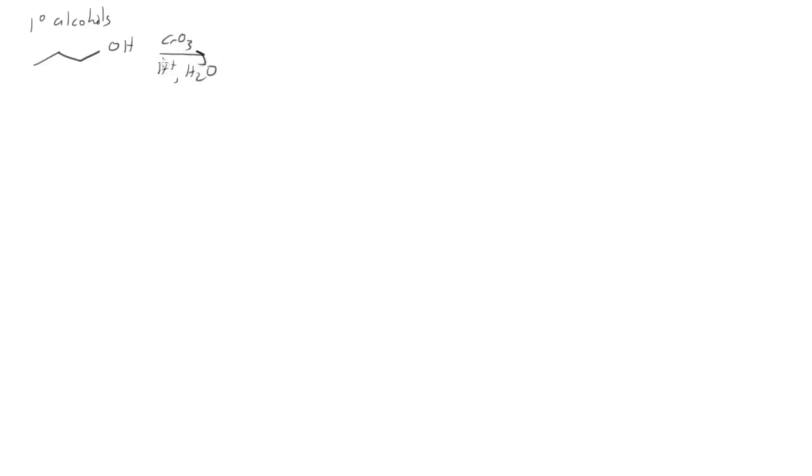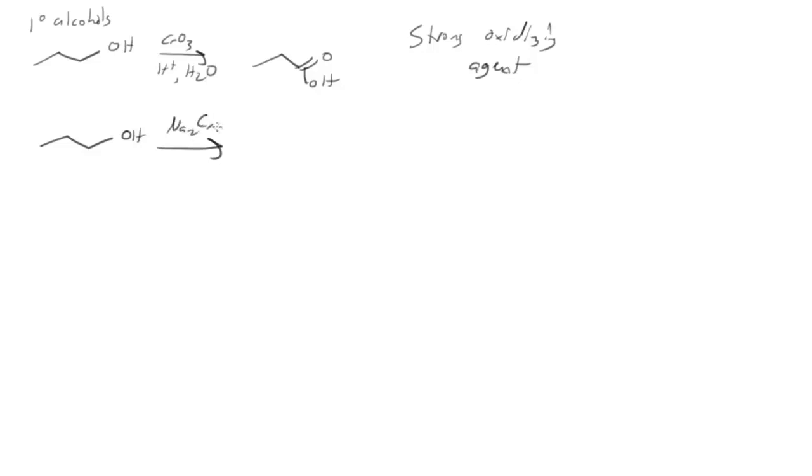So if I treat a primary alcohol with chromic acid and water, what happens is it gets oxidized all the way up to carboxylic acid. So this is a strong oxidizing agent. If I take sodium dichromate, which is also a strong oxidizing agent, the same thing is going to happen. However, if I have a weakened oxidizing agent, like PCC, now I can get this to stop at the aldehyde.